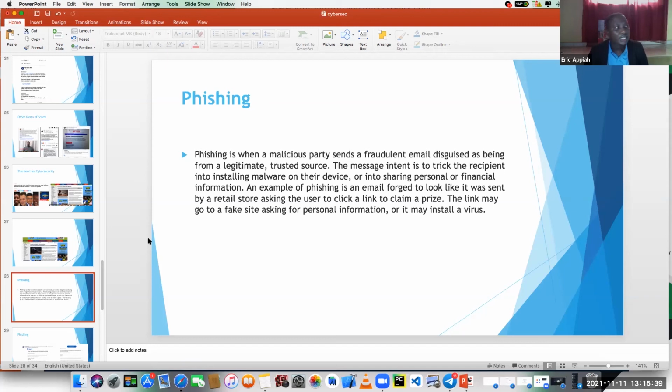The moment you enter your email and your password, your information is sent to the hacker and you are redirected to the legitimate site. So you wouldn't know. It is important you cross-check the website that you are visiting. Very, very important. A typical example is here.